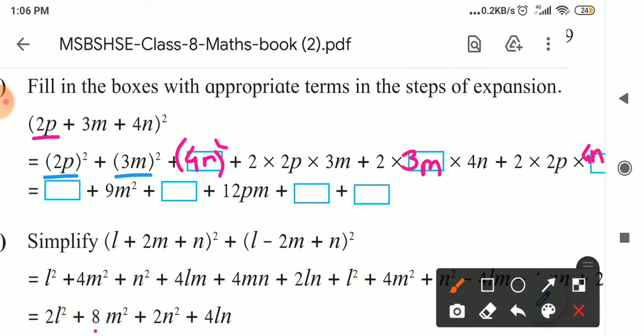Okay, the next step of it is that 2p square, 2 square is 4p square. This is already written here. 4 square is 16n square.